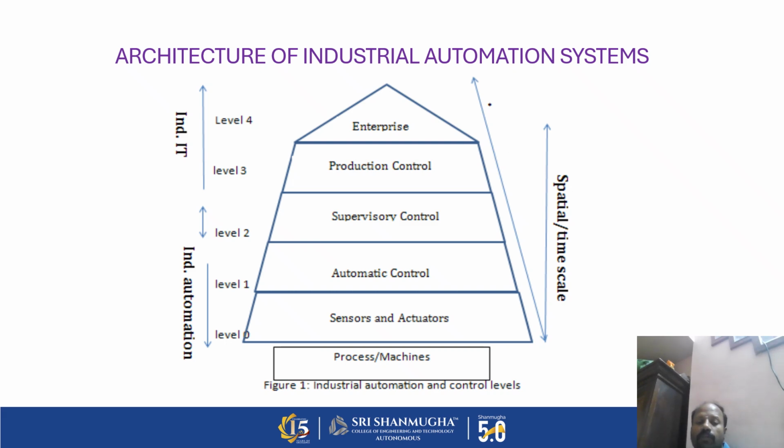Levels 0 and 1 come under industrial automation, and above that we consider industrial IT. So this is the architecture diagram of the industrial automation systems.